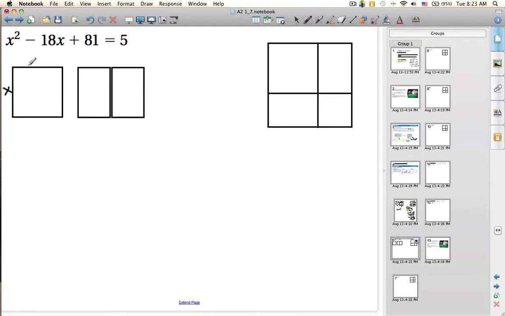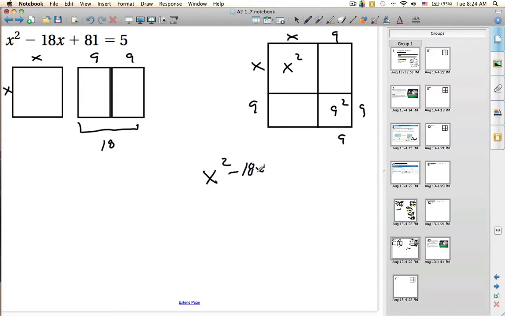So I know I have x times x here. You notice now that I've got the minus though, right? So this whole distance is 18, but that means that this is 9 and this is 9. So when I move those over here, 9 and 9, that means this is 9 and 9. So this would be x squared, and this is going to be 9 squared. So I have x squared minus 18x plus 9 squared is equal to 5.